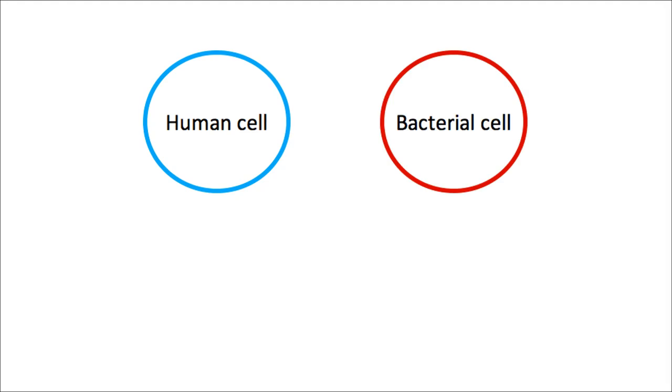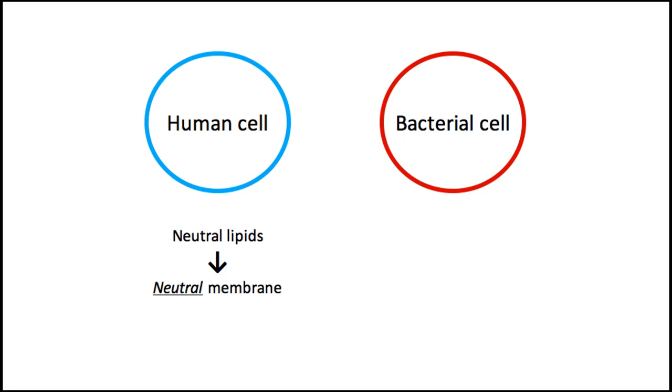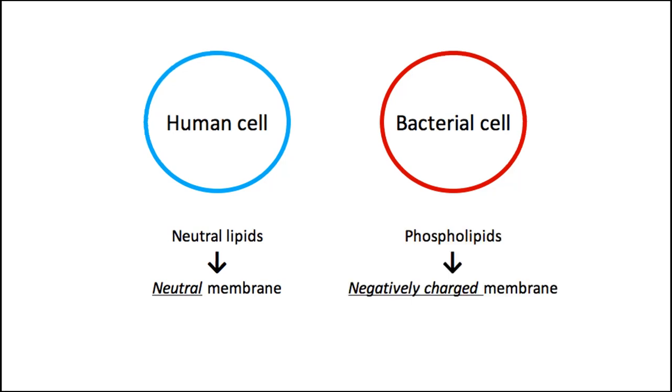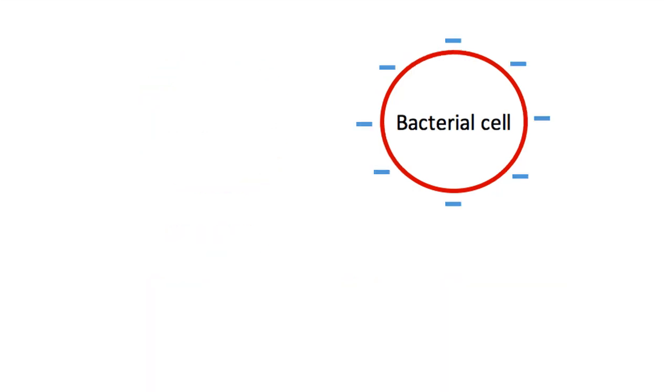Antimicrobial peptides, or AMPs, take advantage of the difference in overall charge between good human cell membranes and bacterial membranes. Human cell membranes contain neutral lipids, contributing to a neutral charge, and bacterial membranes contain many phospholipids, which attribute to a net negative charge. Due to the negative nature of bacterial membranes, most antimicrobial peptides are positively charged, allowing them to target bacteria specifically.